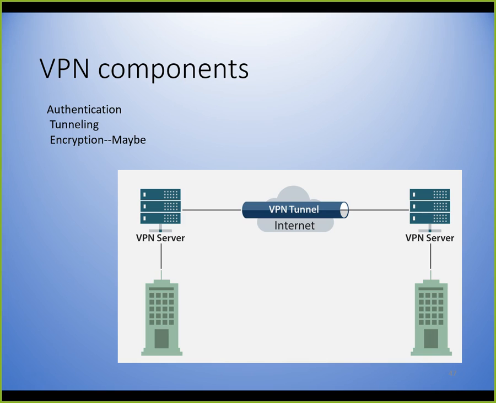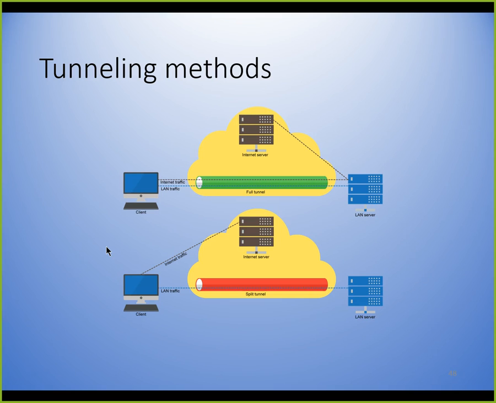The authentication is called authentication header, and I think I've got some images here in a few minutes. Yeah, we'll look at what goes on with those things. So the tunneling methods here: this shows the internet traffic and then the full tunnel going to the LAN server. And then this one's kind of silly. We go through the internet to the LAN server and then we go to the internet. So we go encrypted, probably full tunnel here.